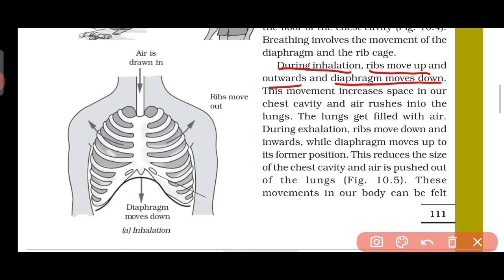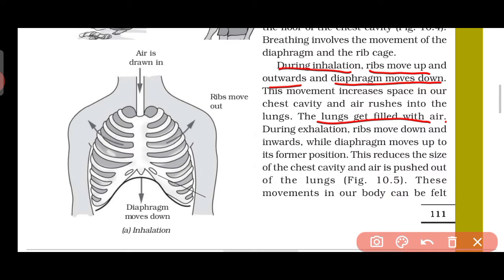Another thing is that the diaphragm moves down. Look here in the picture, the diaphragm moves down, then the volume will increase. This movement increases the space in our chest cavity, and air rushes into the lungs. The lungs get filled with air. So this is the process of inhalation.